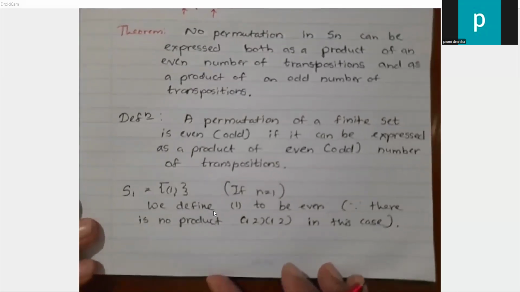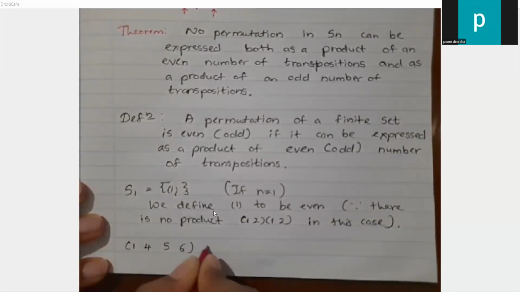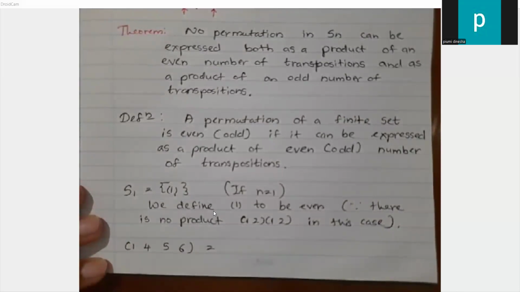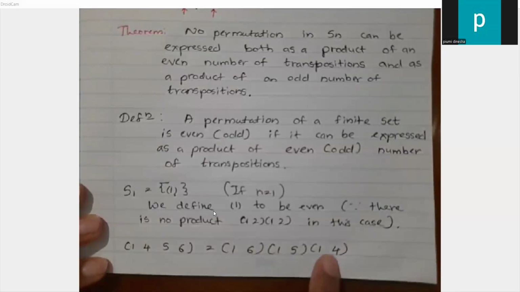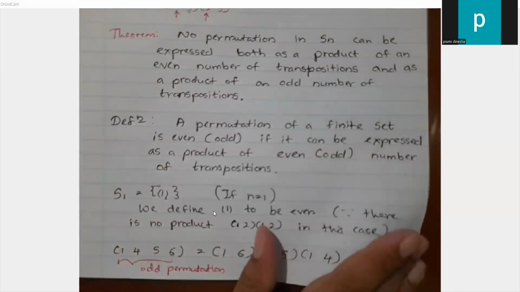Okay. If you take (1 4 5 6), this cycle, if we write it as a product of transpositions, we can write it as (1 6), first element, the last one, times (1 5), and then (1 4). How many transpositions are there? 3 transpositions. 3 is an odd number, so this is an odd permutation.